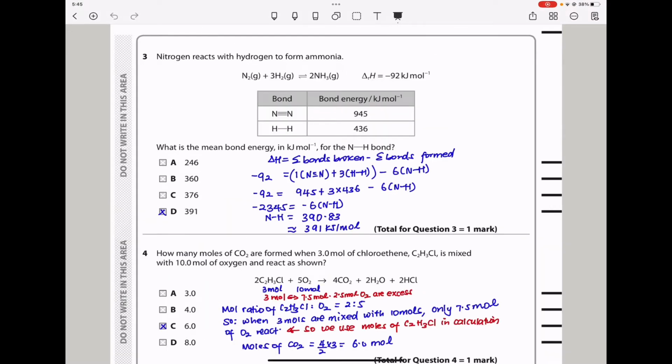Question 3. Nitrogen reacts with hydrogen to form ammonia. So here they've given us the equation for the reaction and the enthalpy change, which is negative 92 kilojoules per mole.